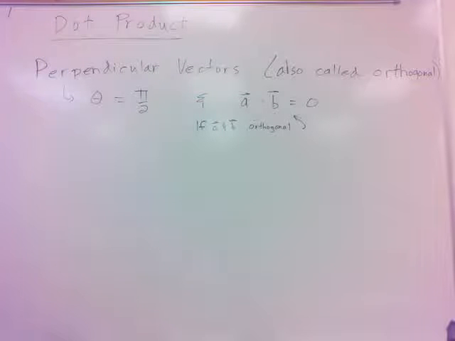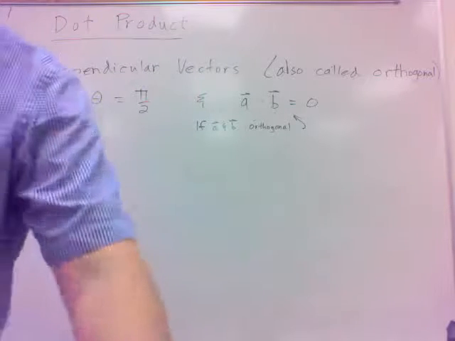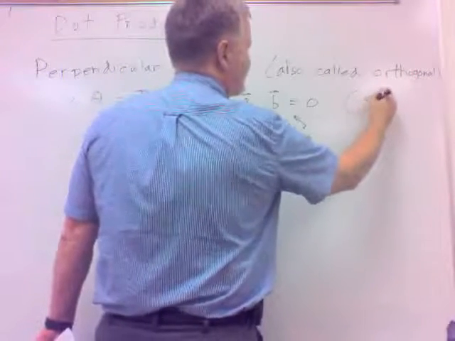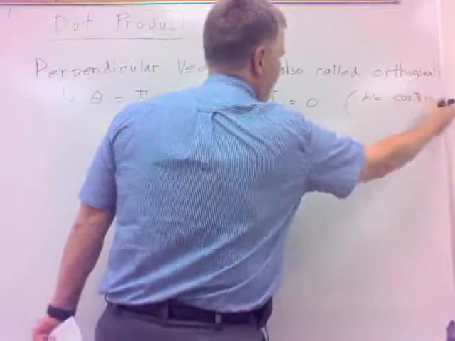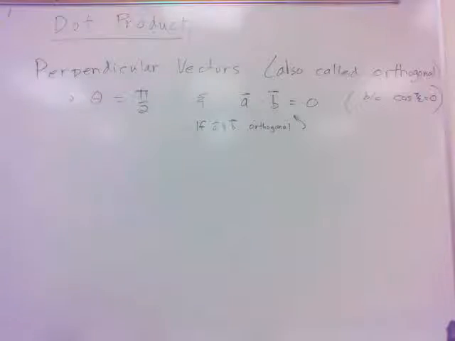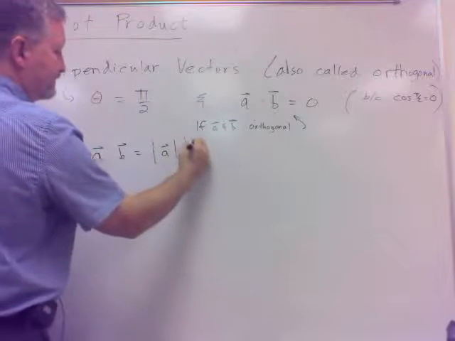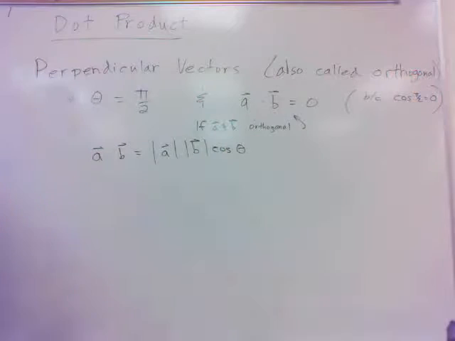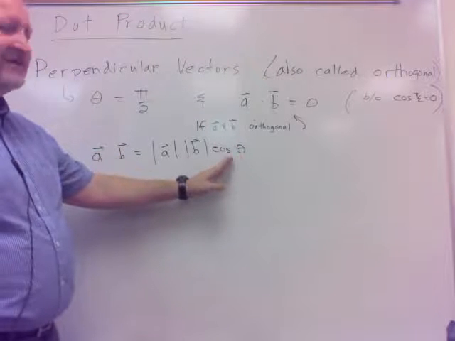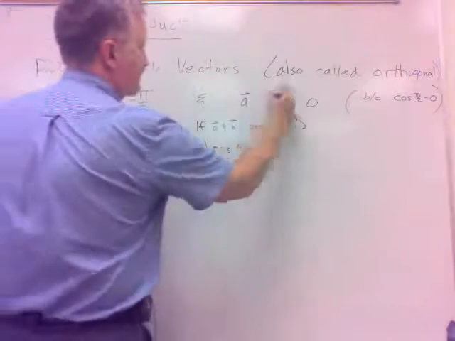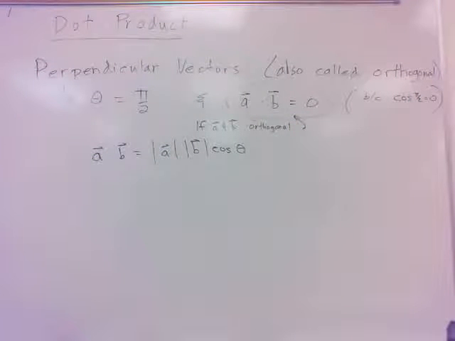Aha. Cosine of pi over 2 is what? Is 0, yeah. One way of thinking of the dot product is it's the magnitude of A, magnitude of B times cosine of theta. Well, if theta is pi over 2, the cosine of pi over 2 is 0. And so that's why for perpendicular vectors, the dot product is going to be 0.